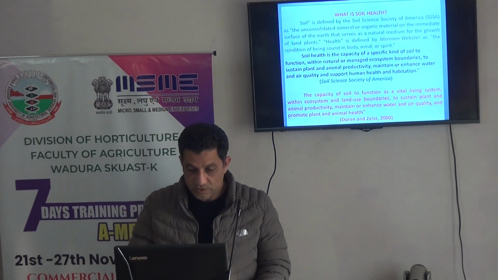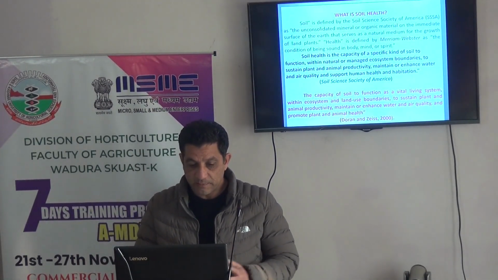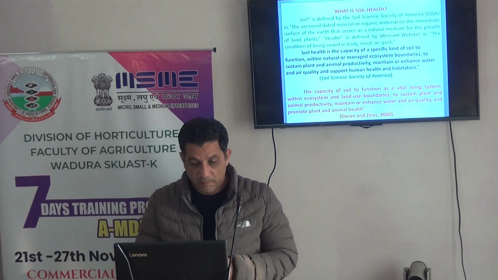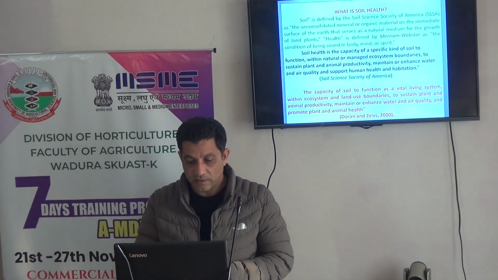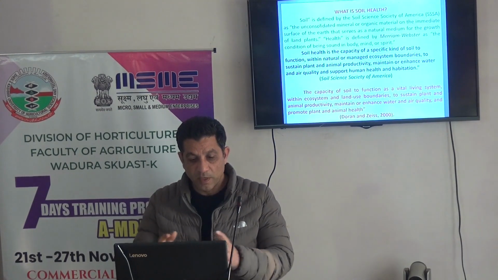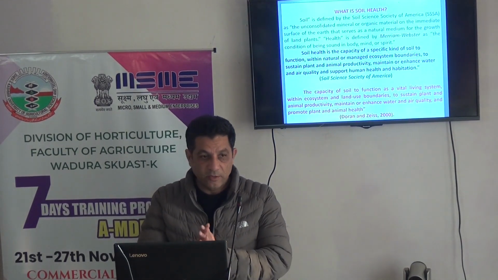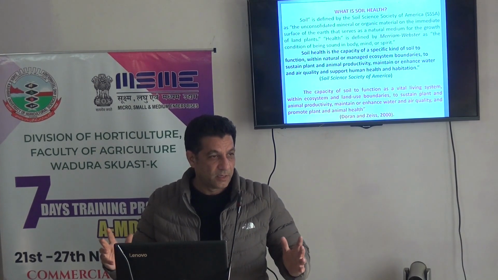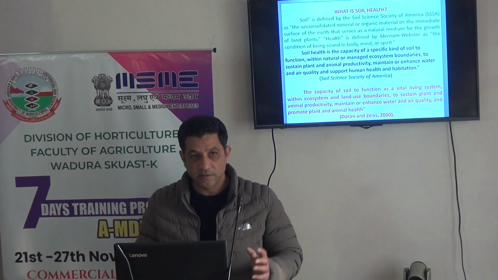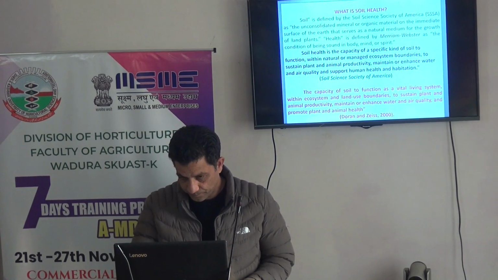So within ecosystem and land boundaries, the aim is to sustain plant and animal productivity, maintain or enhance water and air quality, and promote plant and animal health. All of this is providing ecosystem services, providing plant services. So this is the crux of what soil health is.